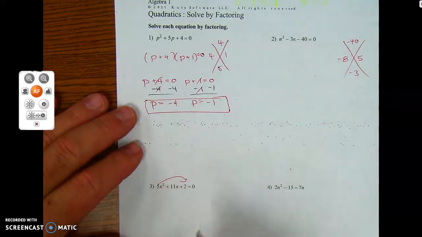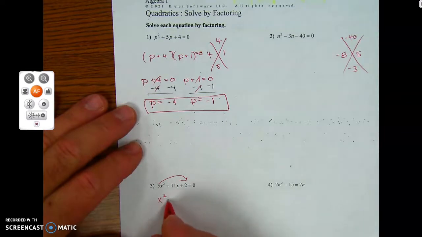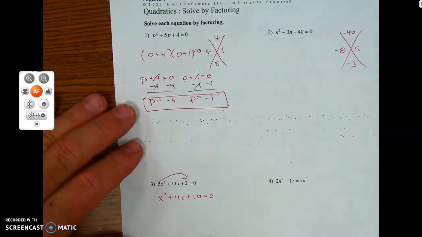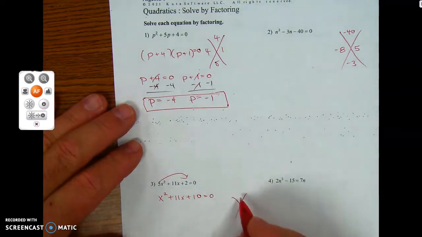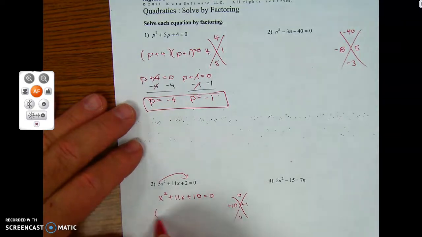Here, I got to multiply a times c first, so I get x squared plus 11x plus 10 equals 0. Now, magic numbers, 10, 11 means that's positive 10 and positive 1. X plus 10 times x plus 1 equals 0.